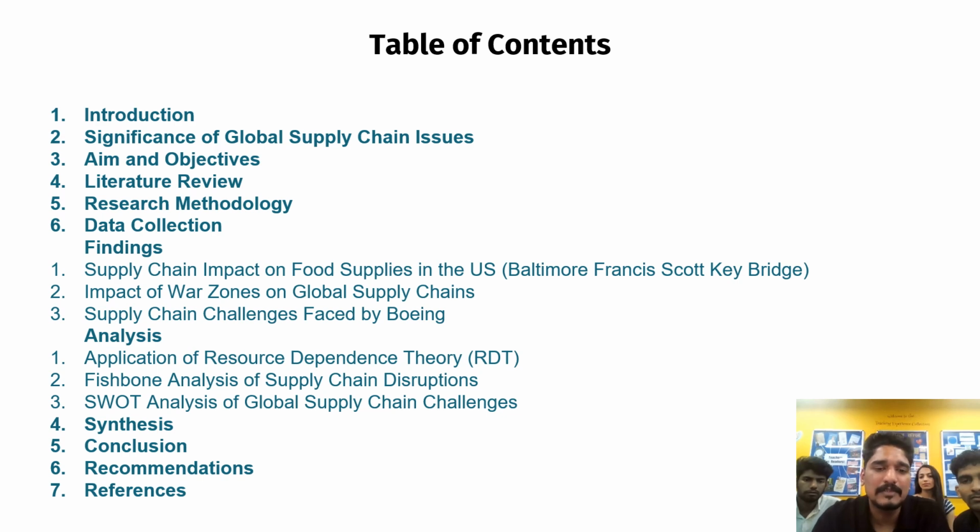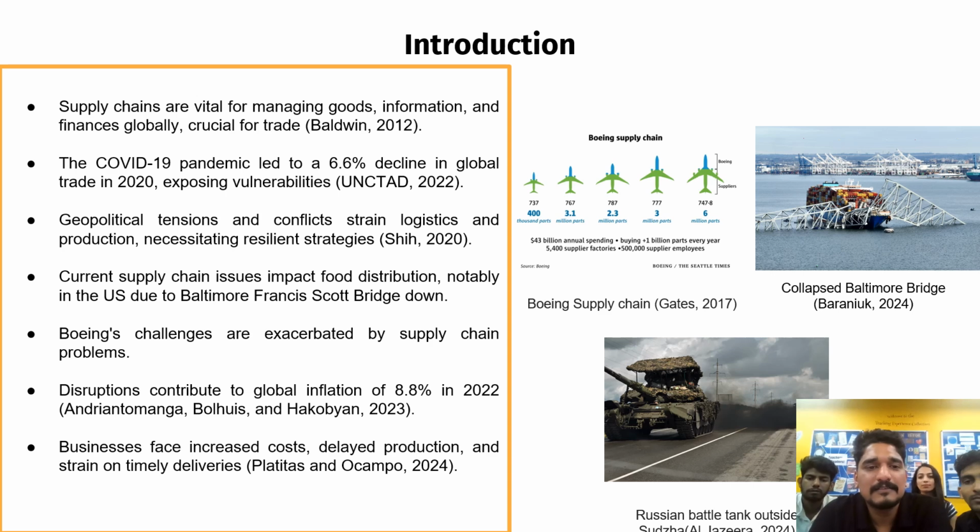The findings section will present the impact of supply chain disruptions on food supplies in the US, the influence of global conflict zones, and the challenges faced by Boeing. We will then analyze these findings using resource dependence theory, fishbone analysis, and SWOT analysis. Finally, we synthesize our conclusions and offer recommendations, concluding with a list of references. And the next slide is the introduction.